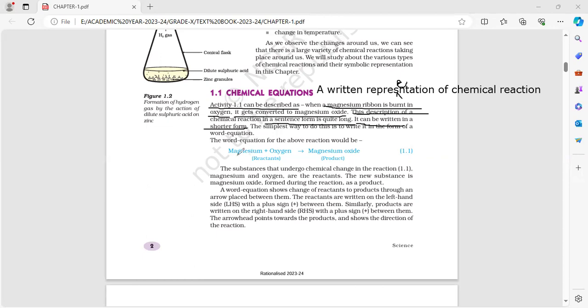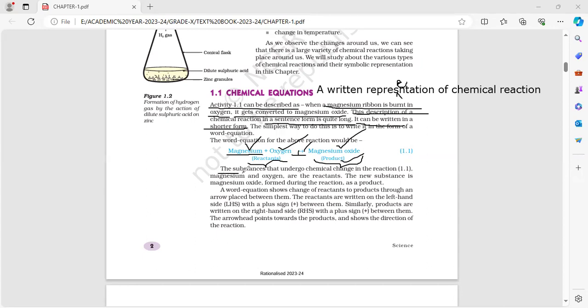So how? By using words. See, magnesium, I have written the spelling of magnesium, plus oxygen, and then magnesium oxide, the product. So the left side, whatever you have, are the reactants, the LHS, left hand side, and the right side is the product. And in between these two, you will see an arrow. This is the tail and this is the head. So the head is pointing towards the product and the tail is pointing towards the reactants.